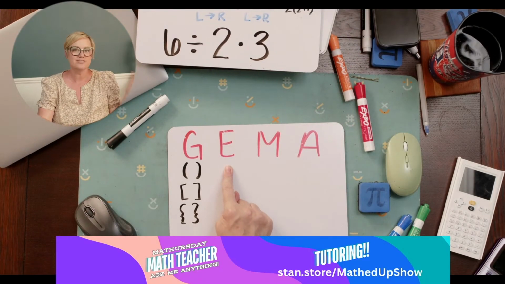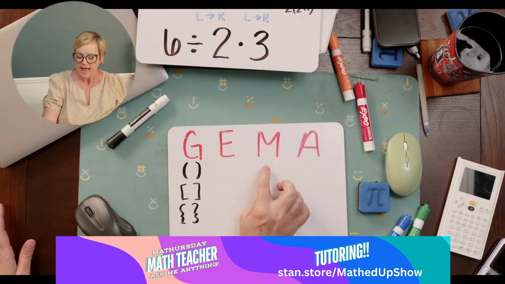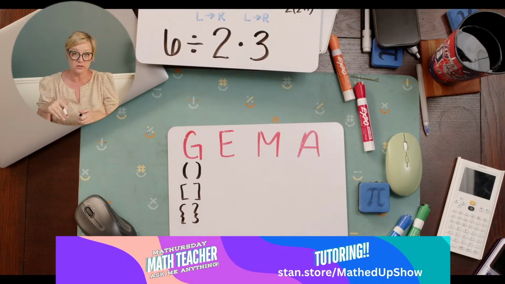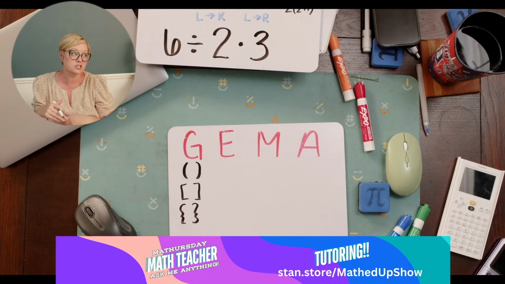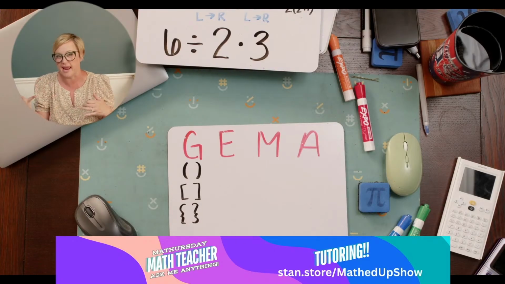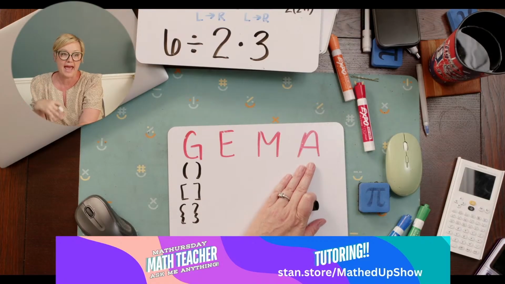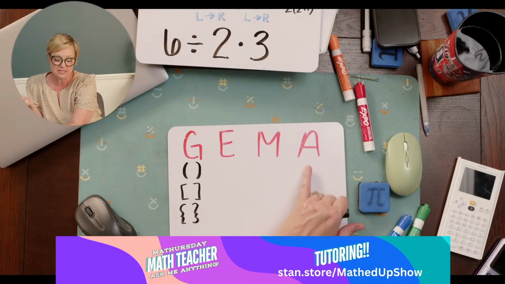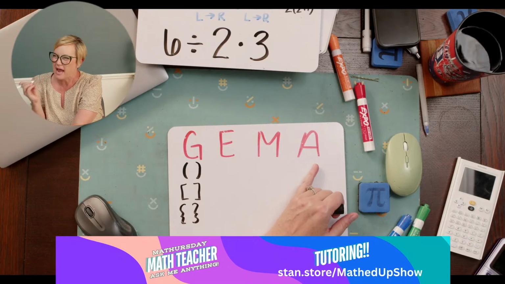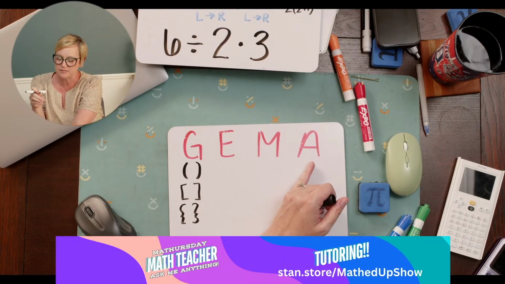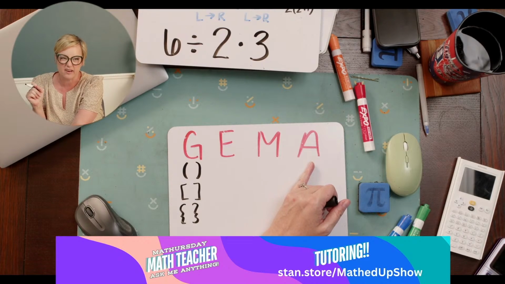So E, just like PEMDAS, is exponents. M is multiplicative operations, which is multiply and divide, left to right. And A would be additive, so that would be add or subtract, right? Some people will say it as GEMS, but I prefer GEMMA because of the additive, I like that a little bit better.